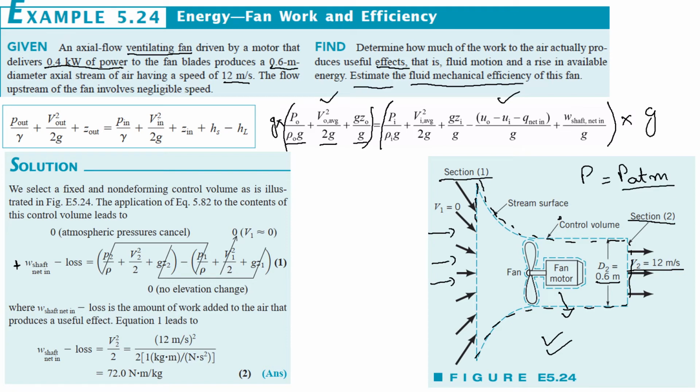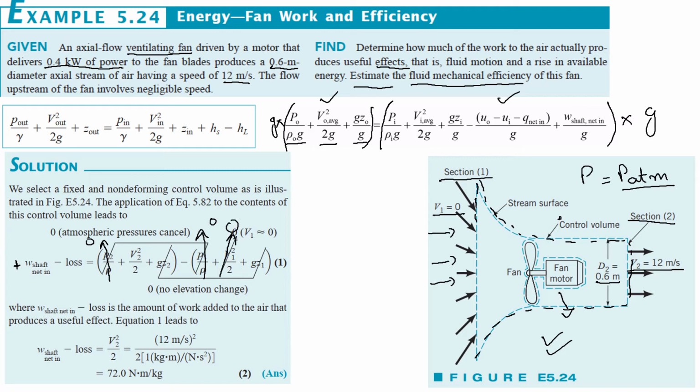So these terms, the pressure terms, will cancel out. This term will cancel out to 0 and this term will cancel out to 0. Then in the statement they are telling us that at the upstream the velocity is also 0. So V1 is also 0, so this term will also be equated to 0.